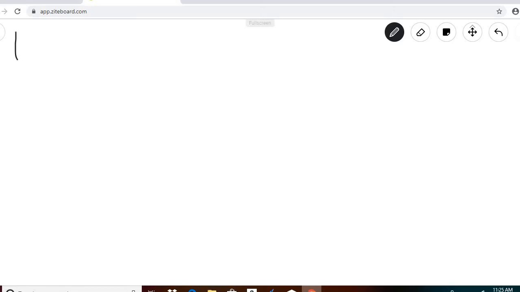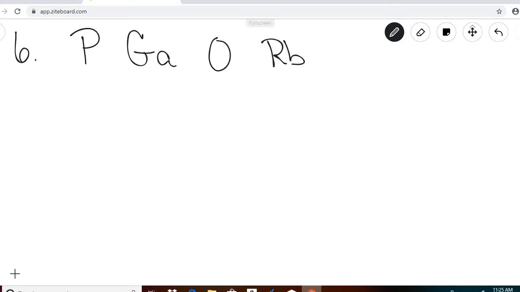Number 6, and I know this may not be on your sheet, but we'll do it anyway. We're given a list of elements, and we are asked to place these from lowest to highest electronegativity. For that, we're going to look at the periodic chart, and the ones that are farthest to the left and lower would have the lowest electronegativity. So we'll do calcium there.